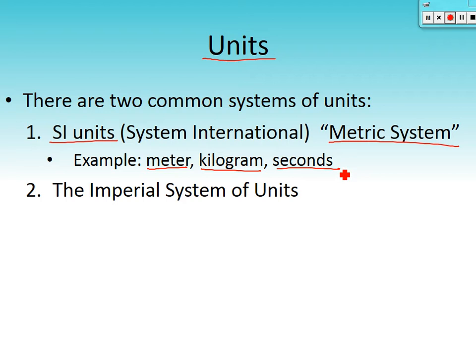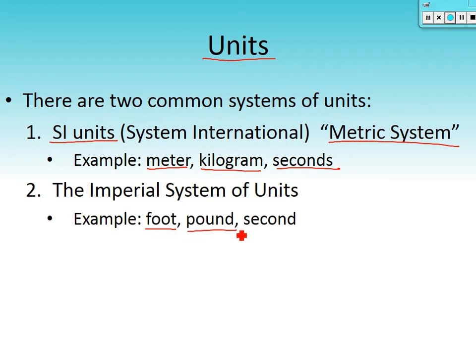The other common system of units is called the imperial system of units. An example of this is measuring length. We measure it in feet, or the foot. Measure weight. We do it with pounds. And time, of course, we use seconds. So these are the same. But if you look, measuring length in the metric system is a meter, and the imperial system is a foot. So there's some differences.